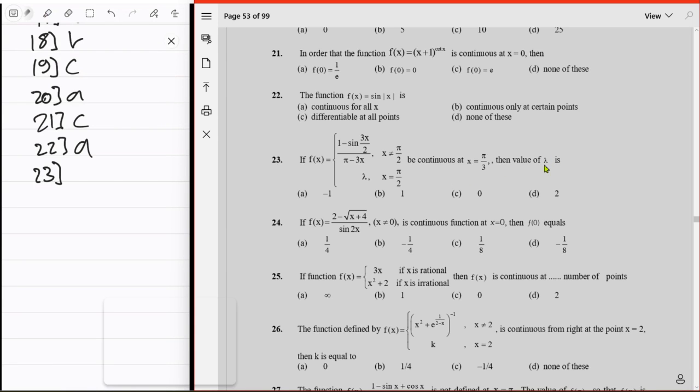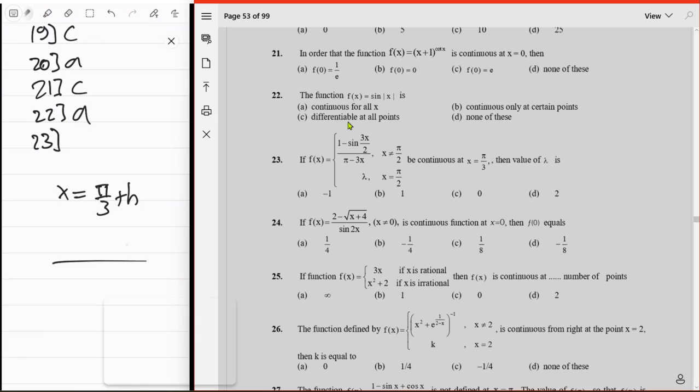When x is not equal to pi upon this thing, okay, let's say pi upon lambda. Fine. Wait, but we don't care about that. We just care about, oh, it's continuous at pi upon 3, right? That falls into this category. So just put that in there. Okay, let's just say x is equal to pi upon 3 plus h, right? Then this will just become what? Pi minus 3x is just minus 3h.